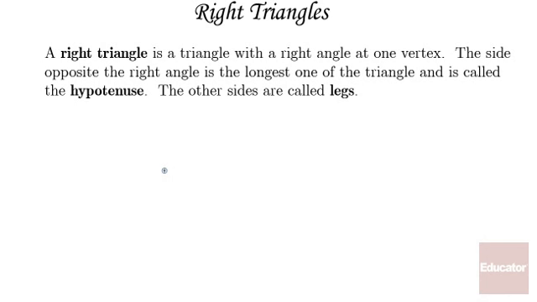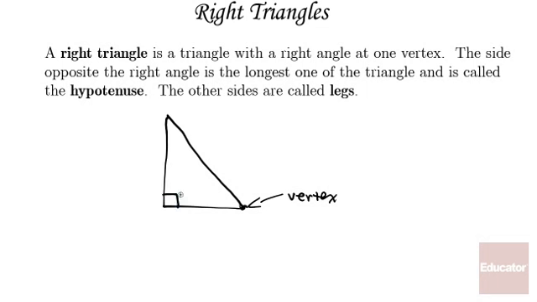Okay, a right triangle is a triangle with a right angle at one vertex. So the vertex is where two of these lines come together. So right here would be a vertex. And in a right triangle, one vertex is a 90-degree angle. So this is a symbol for 90-degree angle. And if there is a right angle in a triangle, it's called a right triangle.